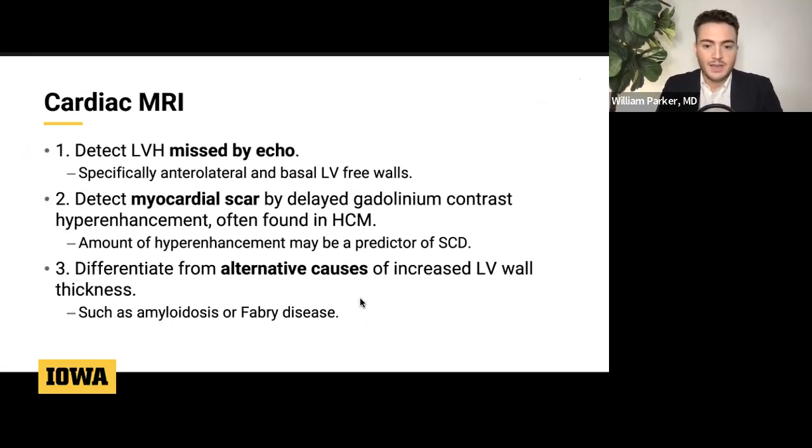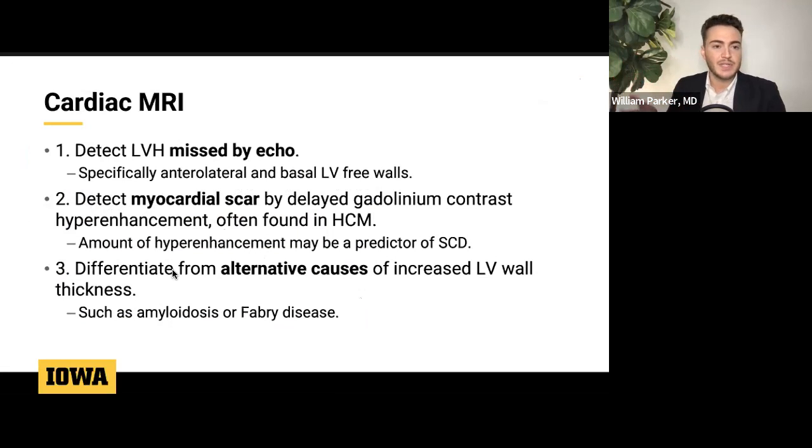Another diagnostic modality: cardiac MRI. This can be used to detect left ventricular hypertrophy missed by echo, specifically in non-typical locations of this hypertrophy, such as the anterolateral or basal LV free walls.